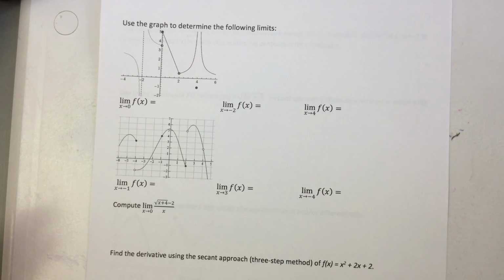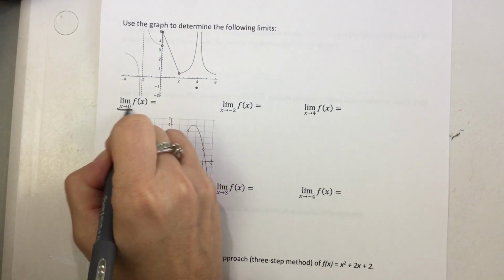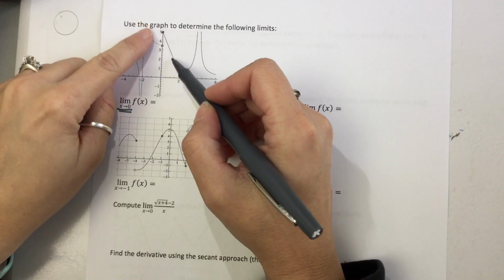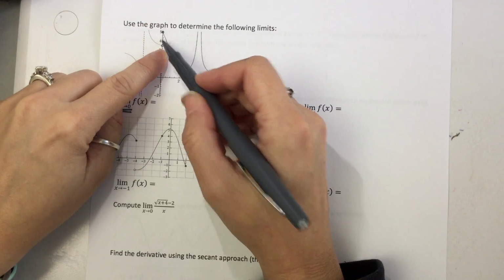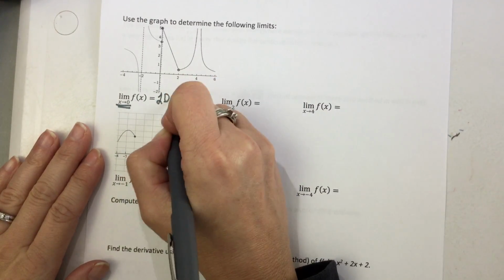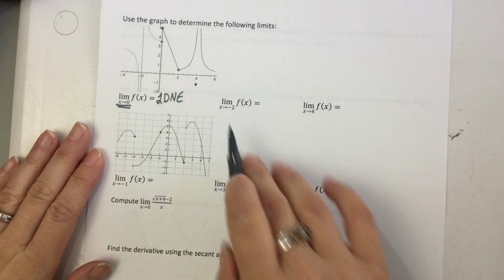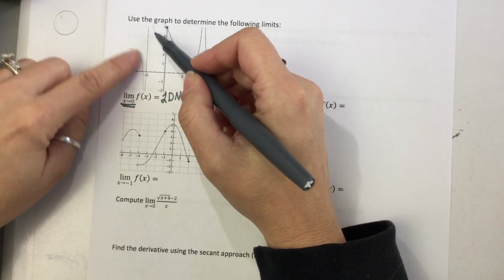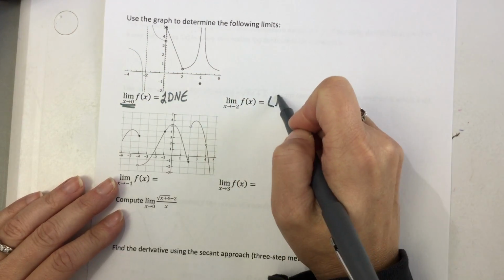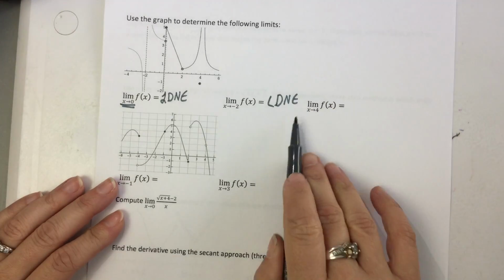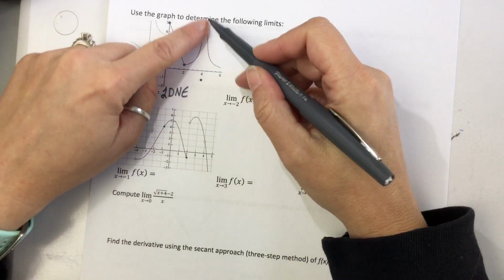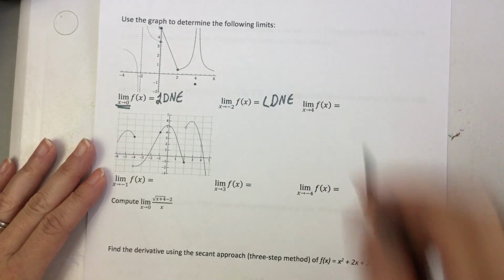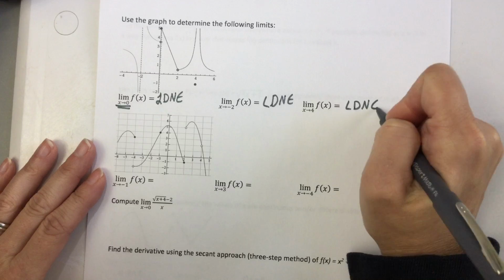Visuals are really, really big here. Use the graph to determine the following limits. If I'm going to 0, well, if I'm coming towards the 0, they're not going to the same spot. There's that big space. So limit does not exist. Negative 2. Look at this, it's going up to positive infinity. This is going to negative infinity as you're getting to negative 2. So limit does not exist. 4. As you come to the left and the right, it's going up to positive infinity. You cannot have a limit equal infinity. So limit does not exist.